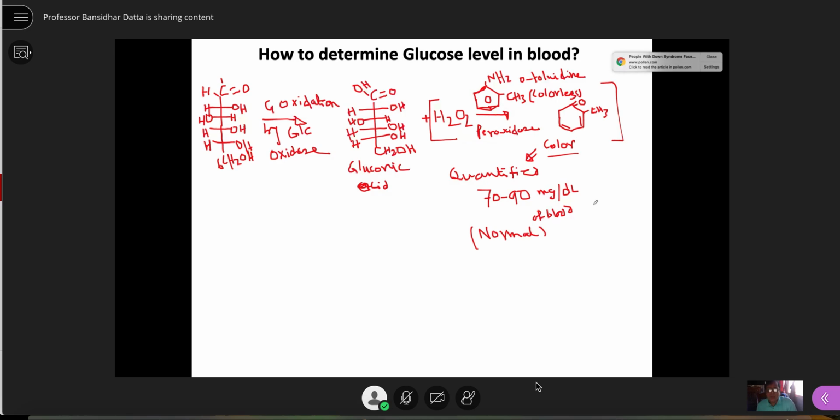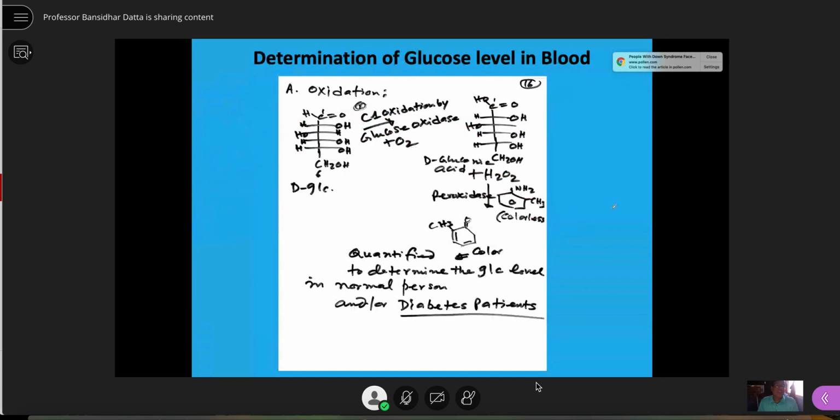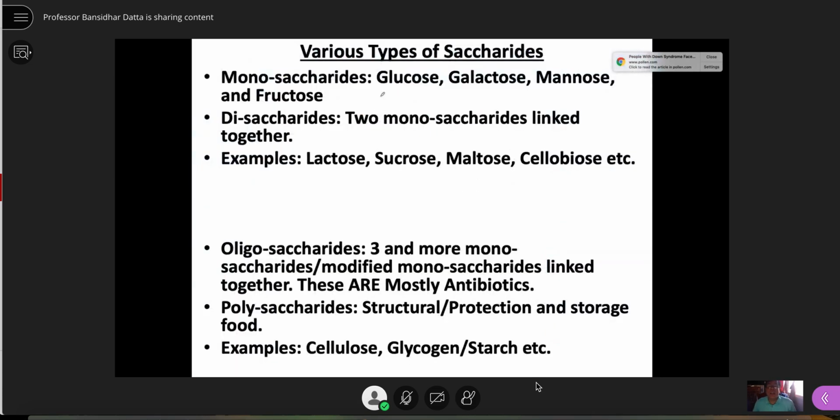All right. Now, any questions on this? You must know this. It will be on the test. Any questions? Yes? All right. No questions asked. Okay. So then let's go to the various types of saccharides.